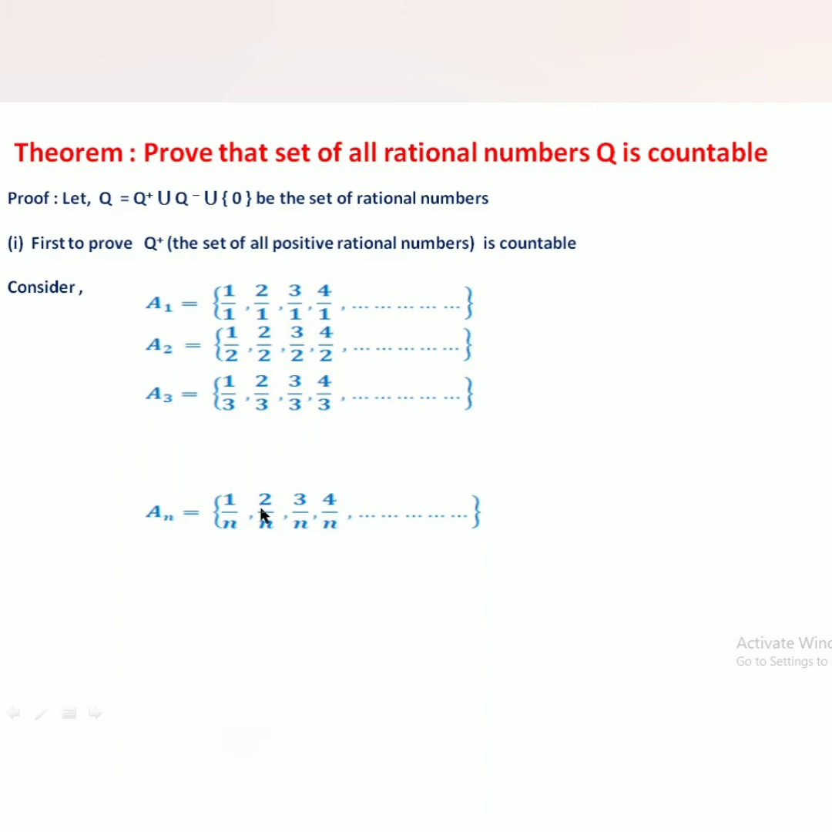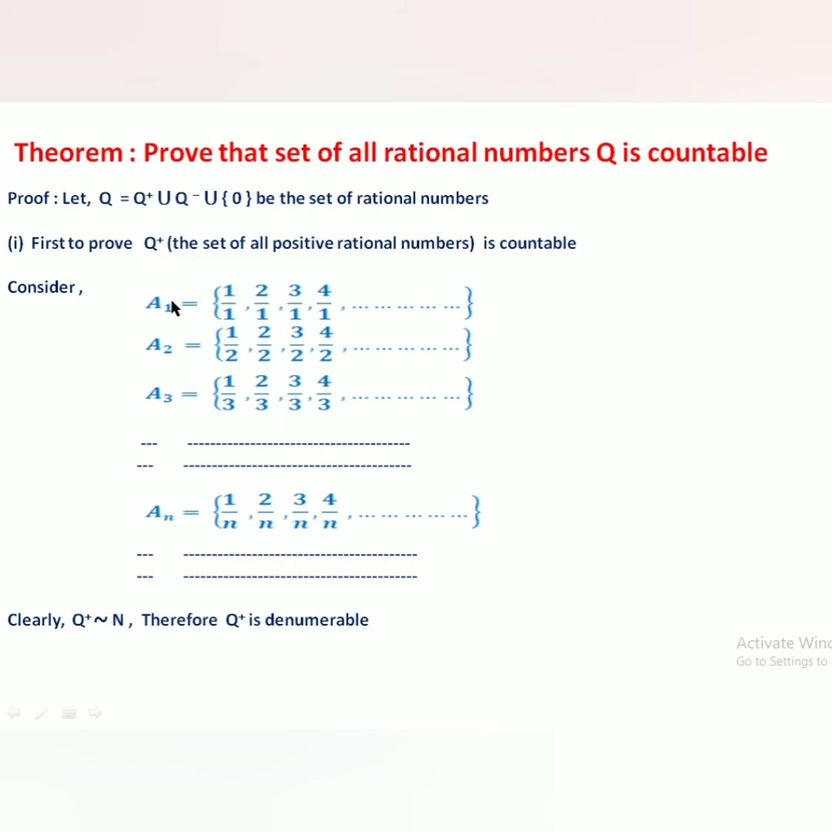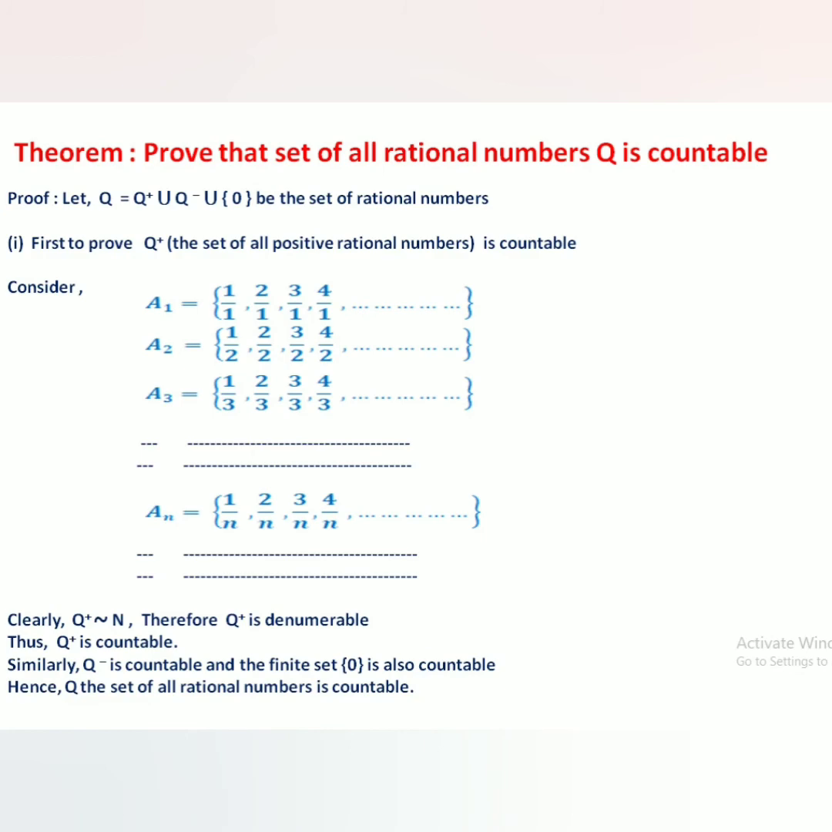Lastly, the An I will take 1/n, 2/n, 3/n, 4/n and so on. The process is concluded. This is nothing but the Q plus. This Q plus means the set containing A1, A2, A3 and An. Clearly this Q plus is equivalent to N. Therefore Q plus is denumerable. Hence it is countable. If Q plus is countable, the negative rational numbers are also countable, and 0 is a finite set, it is always countable. Hence Q, the set of rational numbers, is always countable.